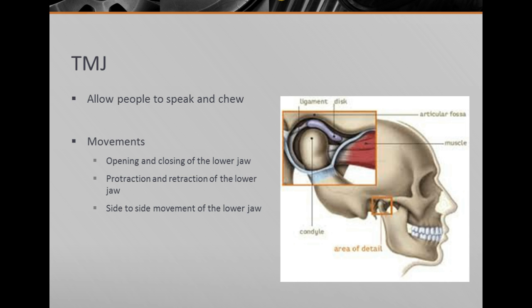The temporomandibular joint permits articulation between the mandible and the temporal bone of the skull. It allows the opening and closing of the lower jaw, protraction and retraction of the lower jaw, side-to-side movement of the lower jaw.